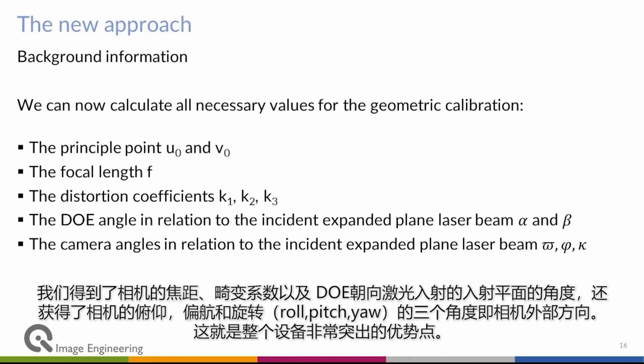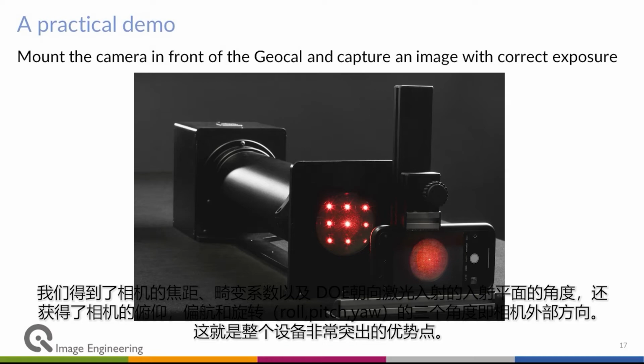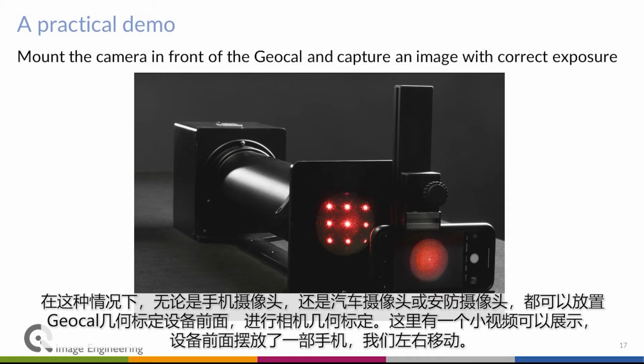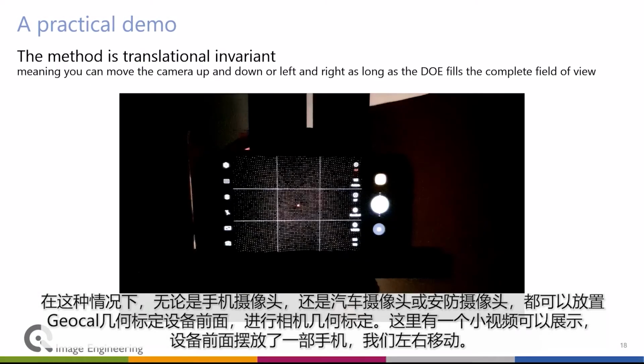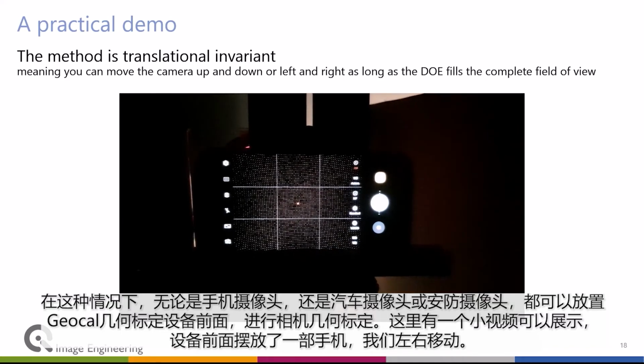Let's quickly dive into a practical demonstration. So this is what the whole thing looks like. You can mount your camera. In this case, it's a cell phone camera, but it can also be an automotive camera. It can be a security camera, whatever is needed. You put that right in front of the diffractive optical element. And just to show you the invariance for translation, I have a little video that I can show.